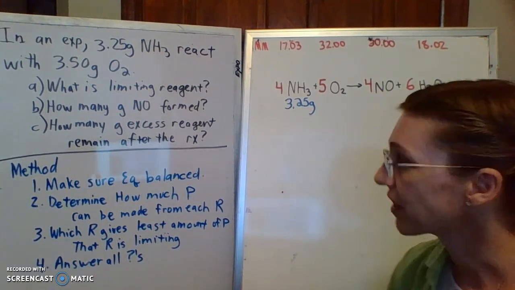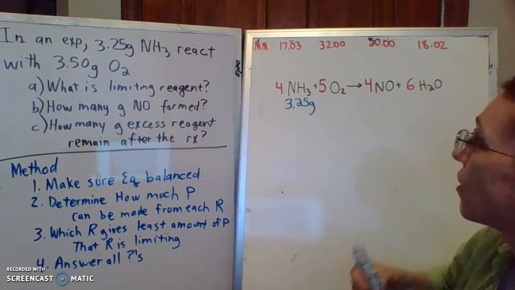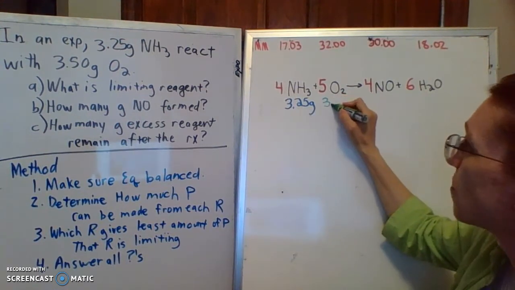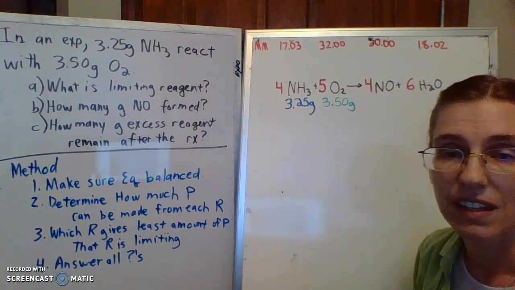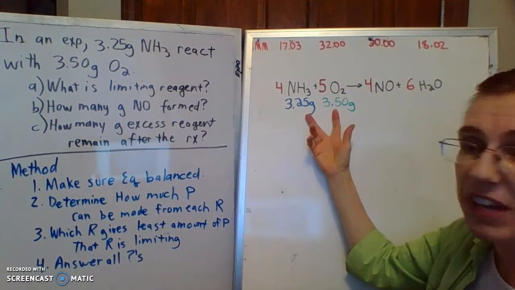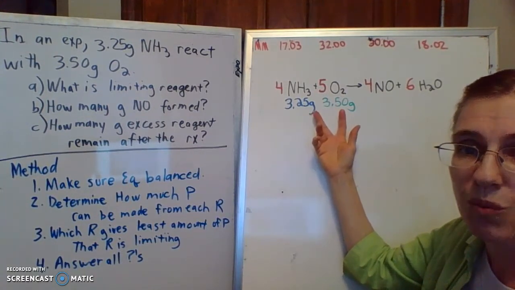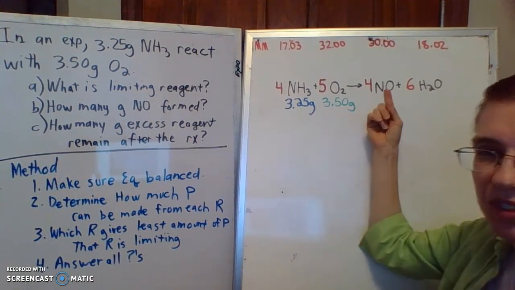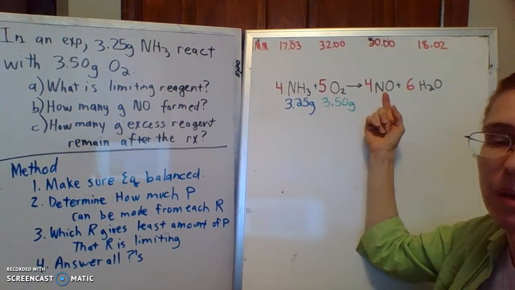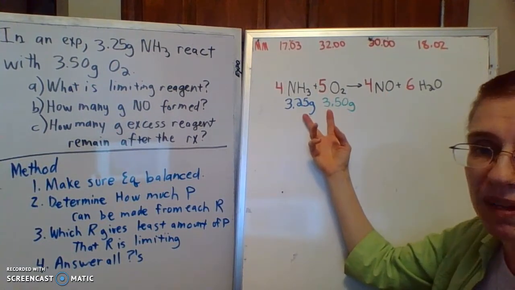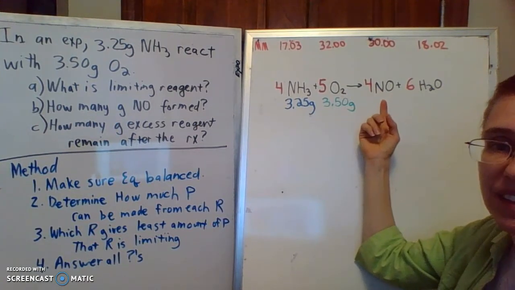However, if we are given not just how much NH3 there is, but also how much O2 there is, now we've got two reactants, and we've got to figure out which one we use in order to calculate our amount of product. And that's exactly the problem we're in. We've got two of them. Only one can be used to calculate the amount of product.